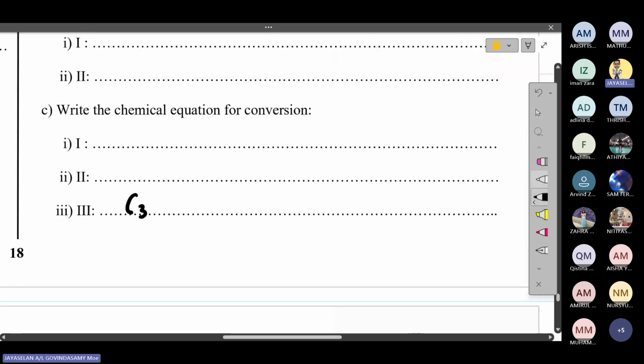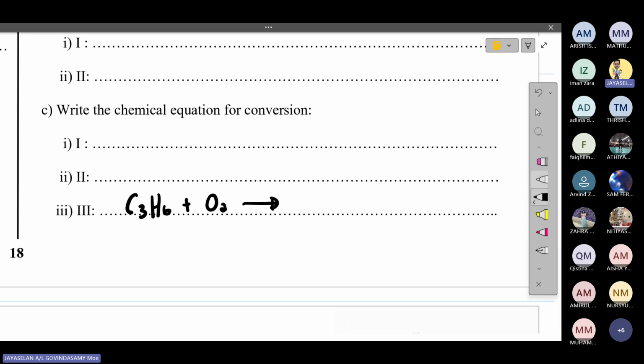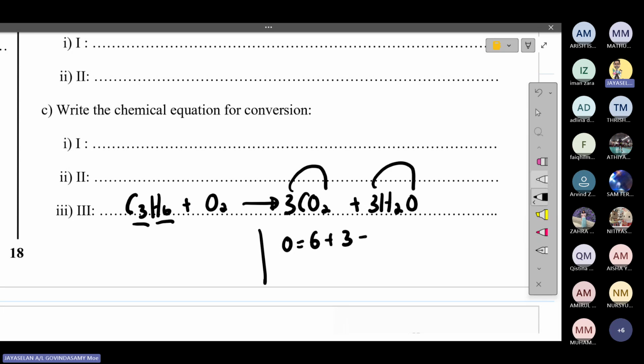So I put here C3H6 burns in the presence of oxygen. Why do you put oxygen? Because oxygen supports combustion. So you will get carbon dioxide and water. Balance the equation. 3 carbon, 3 CO2. 6 hydrogen, 3 times 2 is 6. Then I calculate oxygen here: 6 plus 3, 9. How to get 9? 9 over 2. Then I remove the fraction.